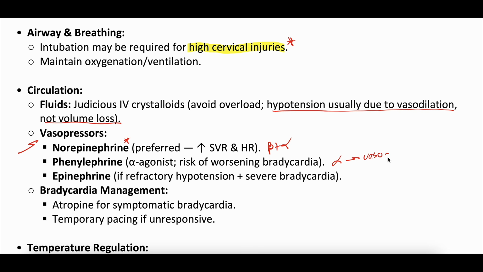Again, we're not going to dive into all the nitty-gritty details of vasopressors, but phenylephrine as an alpha agonist does lead to vasoconstriction, which is what you want, but you sometimes can get worsening bradycardia because you can sometimes have kind of a reflex bradycardia that results with phenylephrine. It doesn't happen all the time, but because of that, we usually use norepinephrine, although phenylephrine wouldn't be unreasonable.